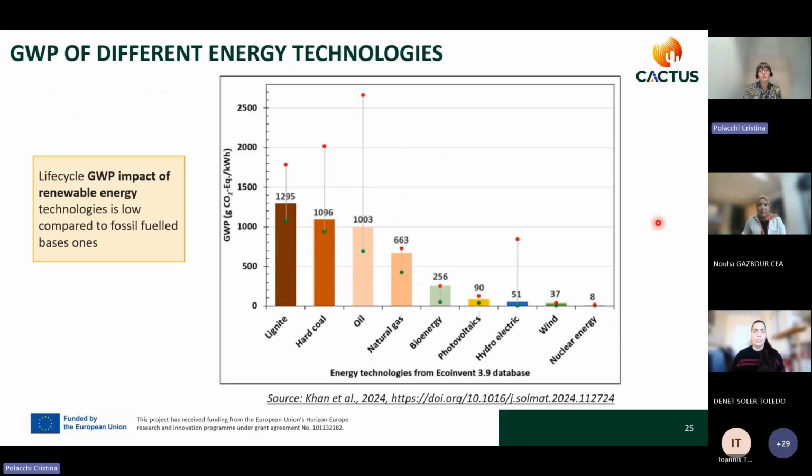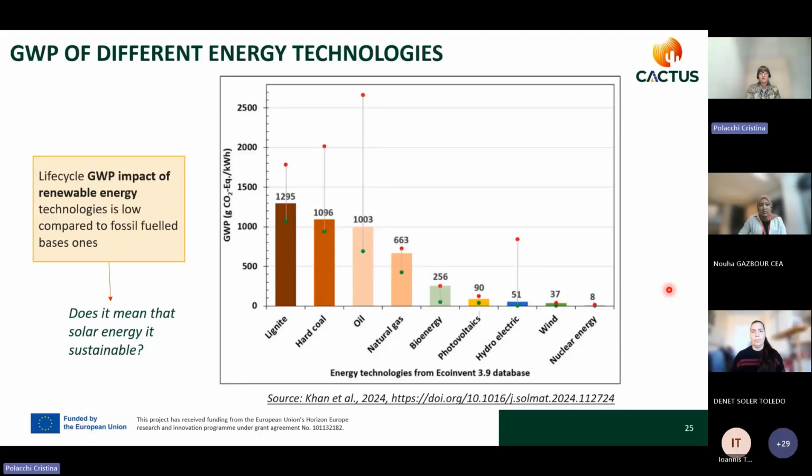Then if we compare the global warming potential of photovoltaic to other electricity production technologies, we can see that in general, the impact, even considering the entire life cycle, is low compared to the fossil fuel-based electricity sources, and more or less in line with the other renewable electricity sources.